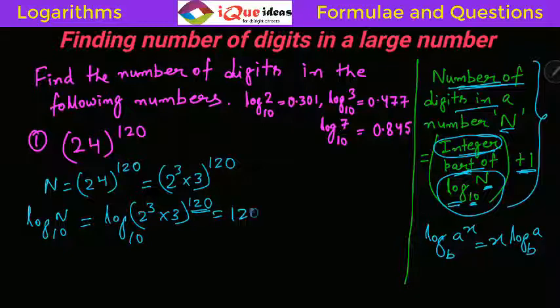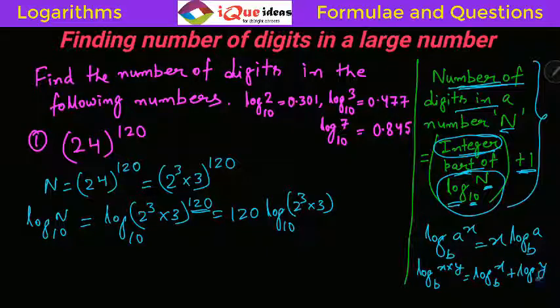So we will have 120 log 2 cube into 3 to the base 10. Now we also have done a rule in which log x into y to the base b is equal to log x to the base b plus log y to the base b. Okay, so what we can do here, now this is 2 cube into 3, so we can take it as 120 will remain outside, so it is 120 into log of 2 cube to the base 10 plus log of 3 to the base 10.